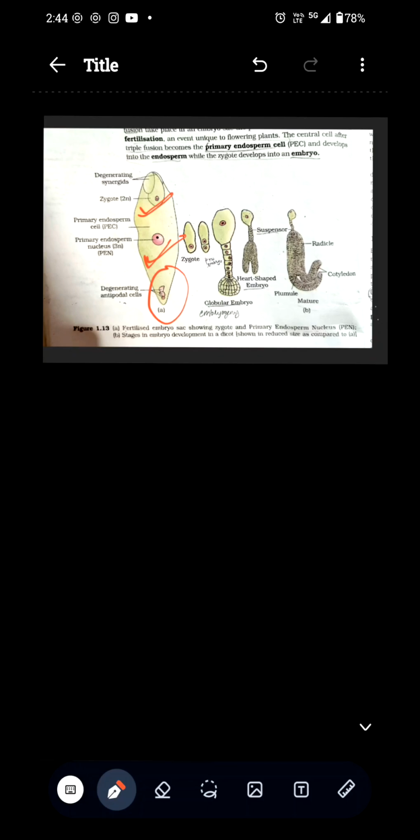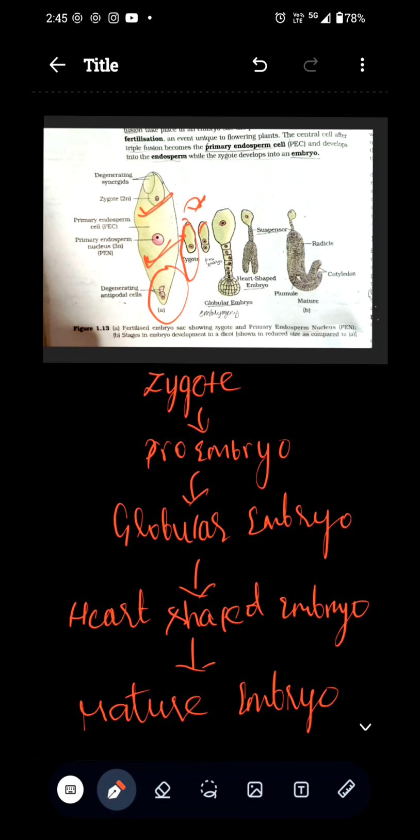So what happens to the fate of the zygote? The zygote, from one cell, goes on dividing. Okay, so can you observe? So zygote to proembryo, proembryo to globular embryo, to heart-shaped embryo, heart-shaped embryo to mature embryo. That is what they have shown here. So you can see the suspensor cell. In the heart-shaped embryo, you can see the formation of suspensor cell here. Here also we have. So suspensor cell is mainly used to derive the nutrition from the endosperm towards the zygote. Okay, it will become the mature embryo.